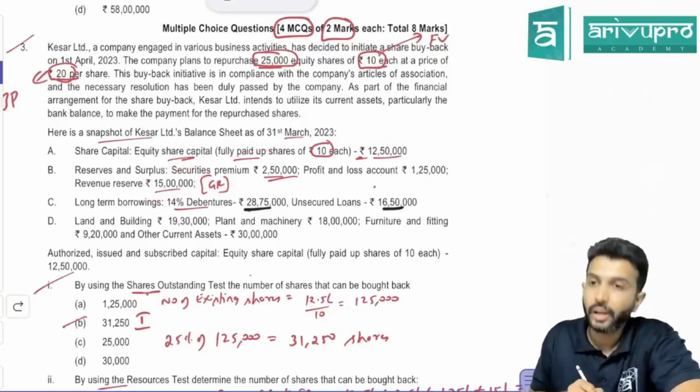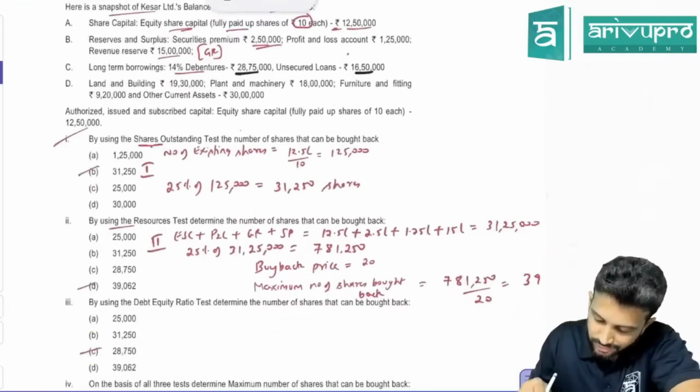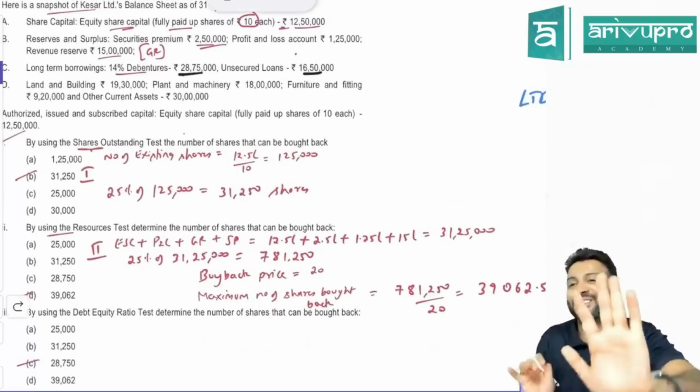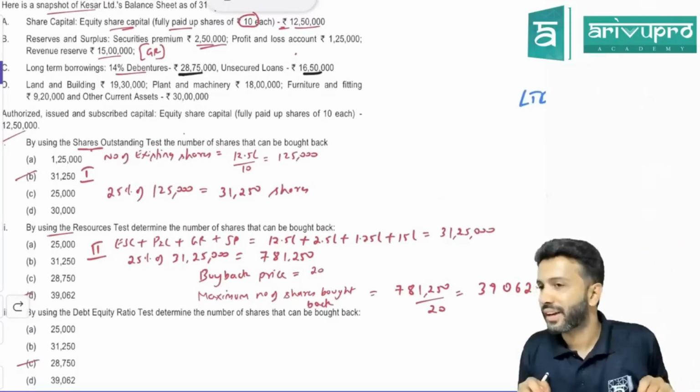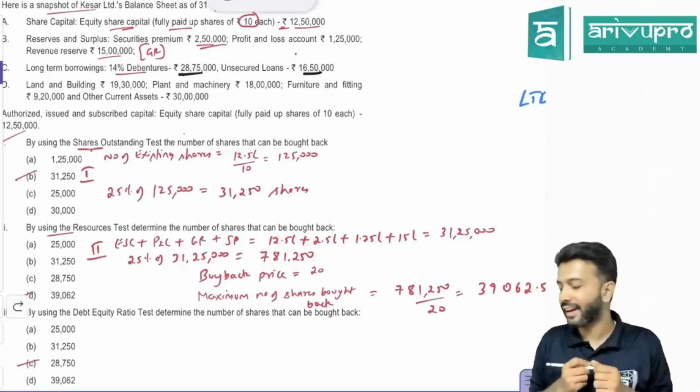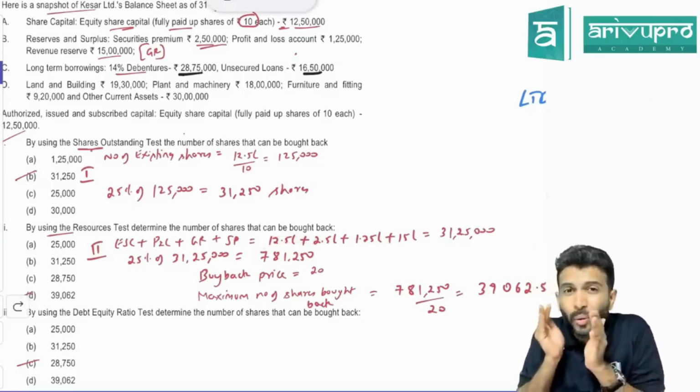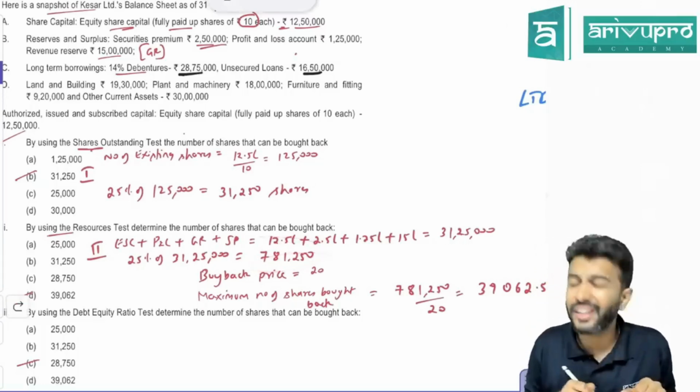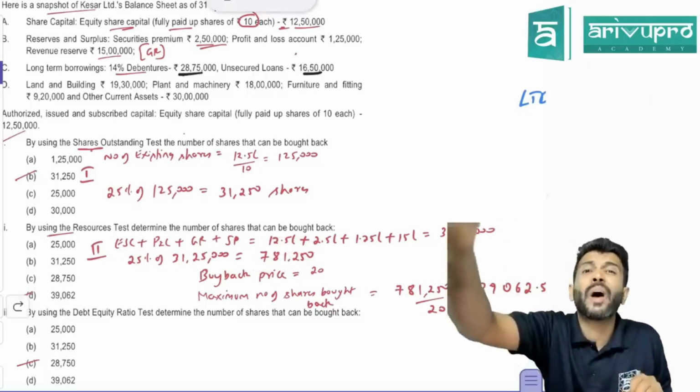Correct? Yes, sir. Okay. Adding all this, 31 lakh 25,000, multiply 25% of that. How much are you going to get? 7 lakh 81,250. Sir, they want the number of shares, but is this 7 lakh 81,250 a number of shares or value of shares?